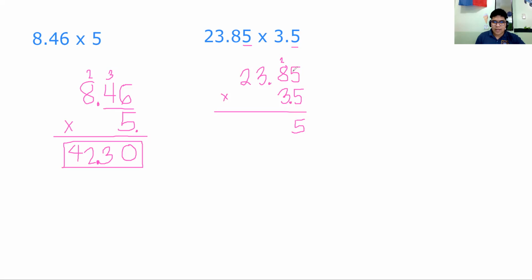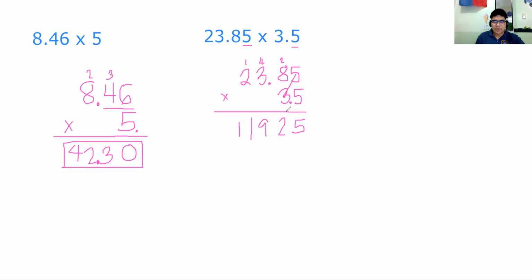8 times 5 is 40 plus 2, 42. 3 times 5 is 15 plus 4, 19. And then 2 times 5 is 10 plus 1, 11. So that's the first line of numbers multiplying by 5.